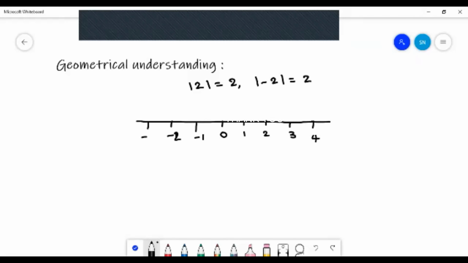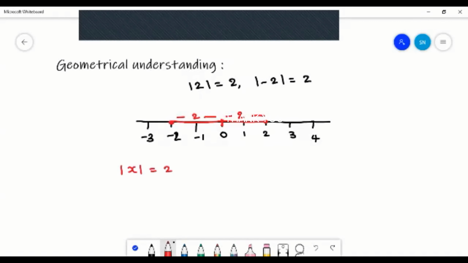So what you can understand here is the distance from the origin to 2. This is the distance from the origin to 2, so this distance is 2. And similarly, the distance from the origin to minus 2 is also 2. So geometrically, modulus of x is the distance of x away from 0.